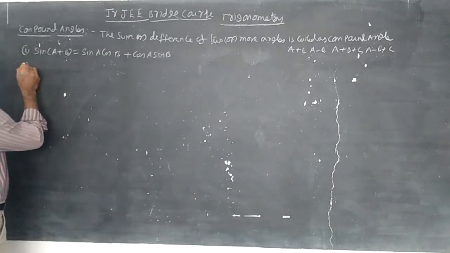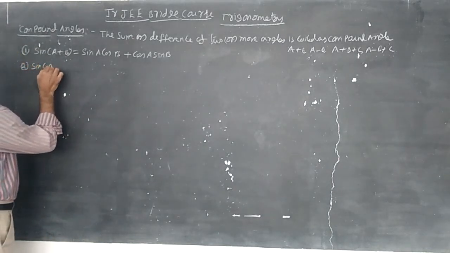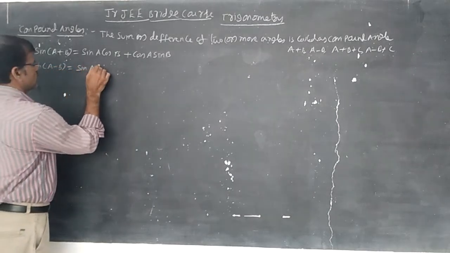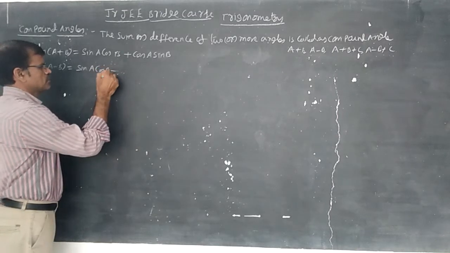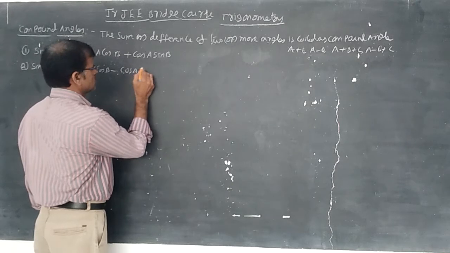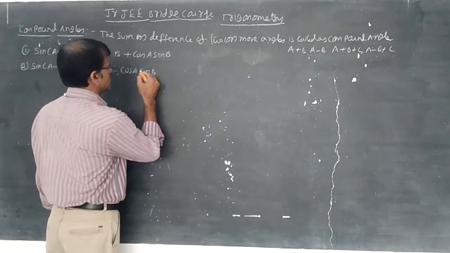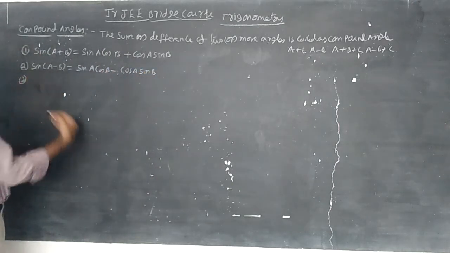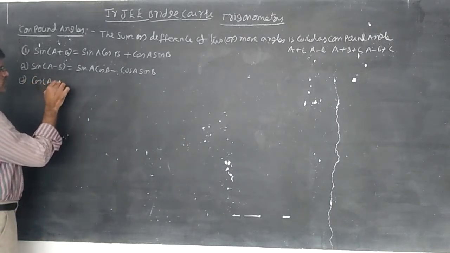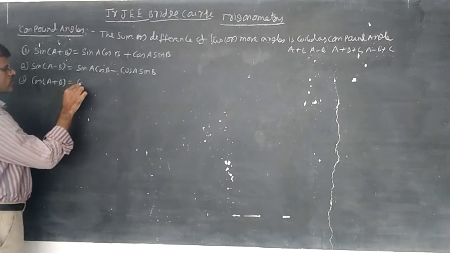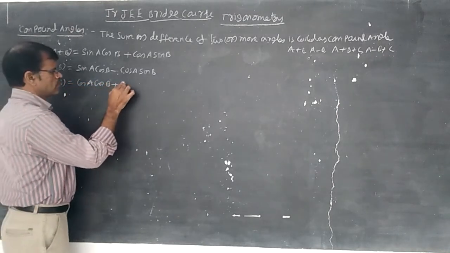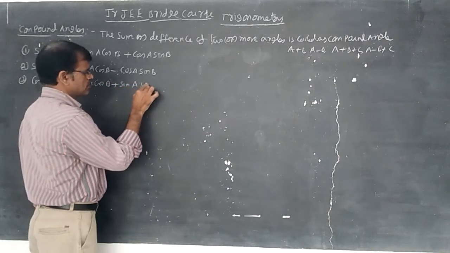Second one, sin of a minus b is equal to sin a cos b minus cos a sin b. Next one, cos of a plus b is equal to cos a cos b plus sin a sin b.